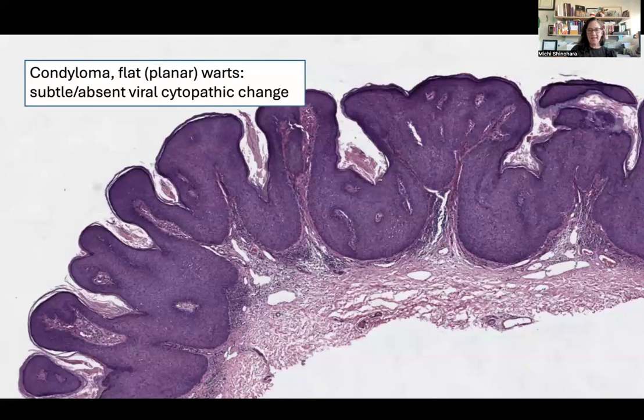A caveat is that some variants of warts, condyloma and flat or planar warts, often show very subtle or absent viral cytopathic change. This is a condyloma.